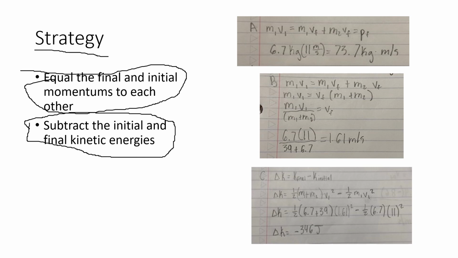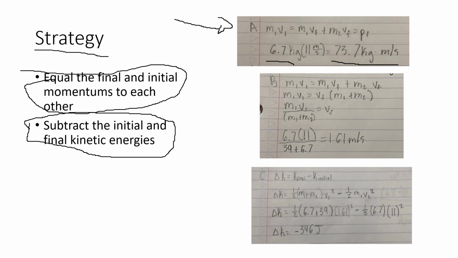So right here, we can find the initial momentum by multiplying m1 times v1, which is 6.7 kilograms times 11 meters a second. So we get 63.7 kilogram meters a second.